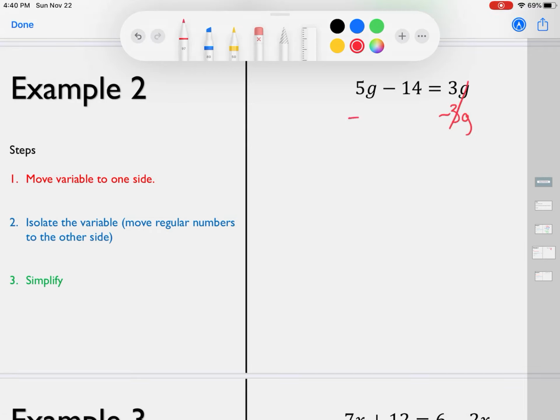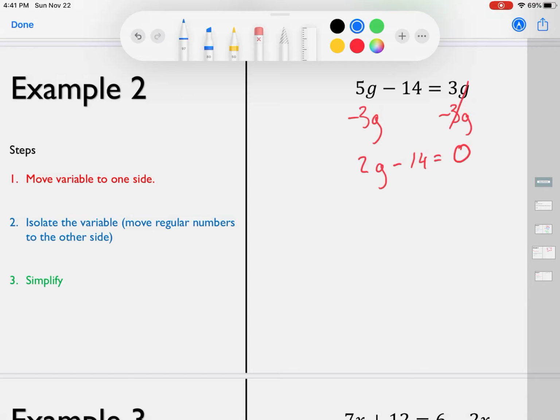So it's just a positive 3g sitting there. In order to get rid of that, I need to subtract 3g. So I'm going to subtract 3g, cross that out, subtract 3g from the other side to keep my equation nice and balanced. So I'm going to be left with 2g minus 14 equals nothing.